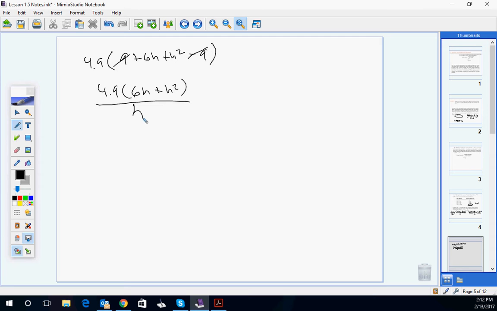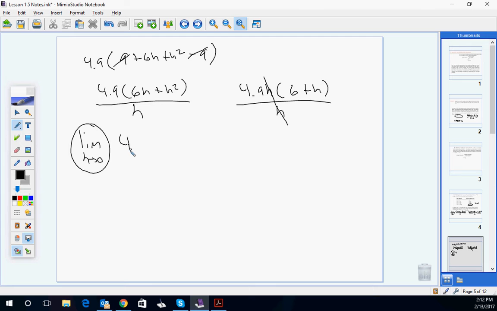So are we stuck, or what do we do now? Pull out an h, right? So we still pull the h out, just like we did before. So 4.9h times 6 plus h all over h. Those h's are gone. And now we can take that limit, the limit as h goes to 0. Remember, this was here the whole time, I just don't keep writing it. Okay, 4.9 times 6 plus h. So essentially it's going to be 6 times 4.9, so it's just going to be exactly 29.4.